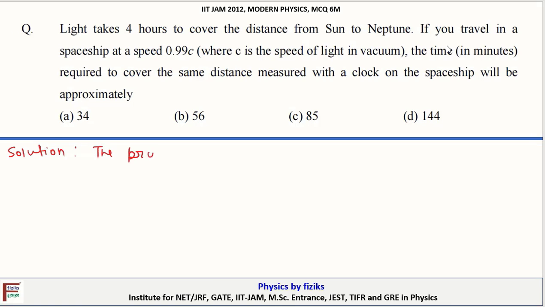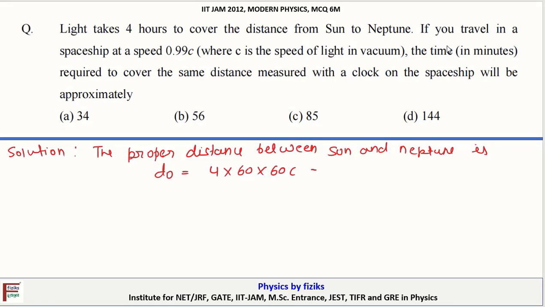The proper distance between Sun and Neptune, that is D0, would be 4 into 60 into 60 c, which will be 240 into 60 into 3 into 10 to the power 8 meter. So that would be the proper distance.